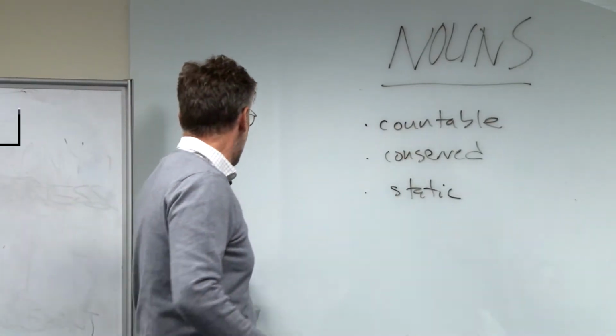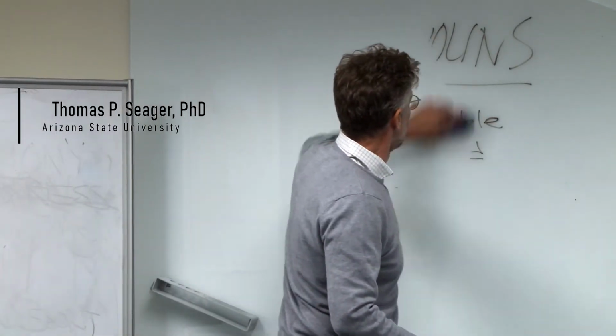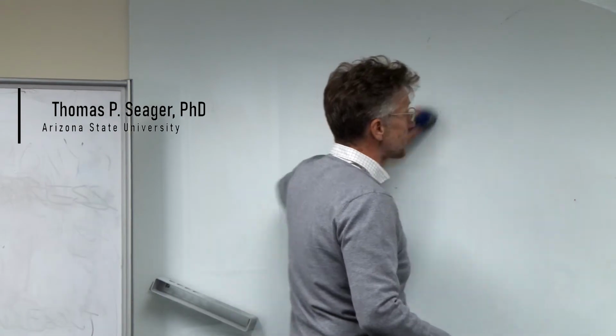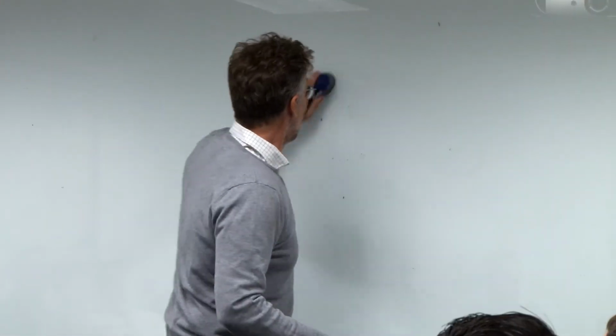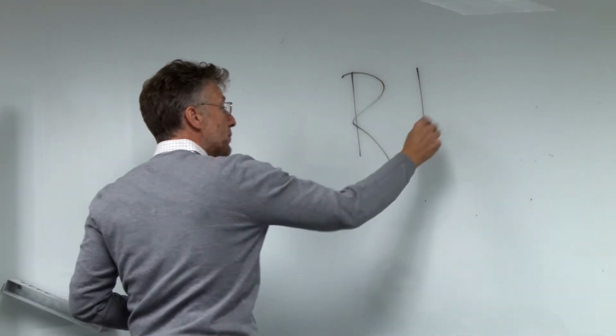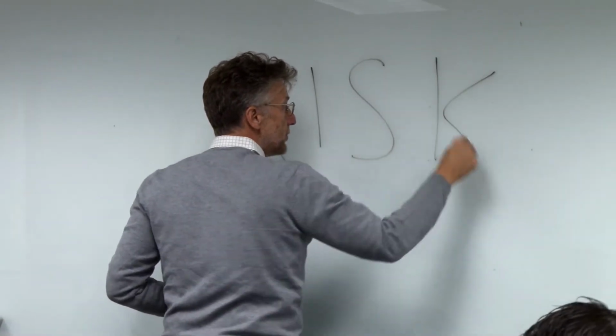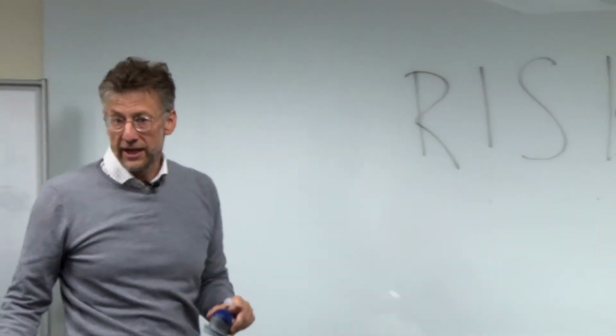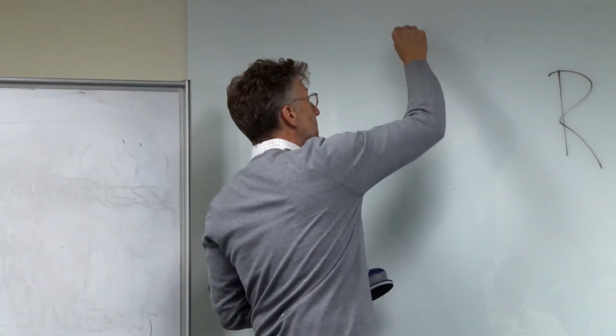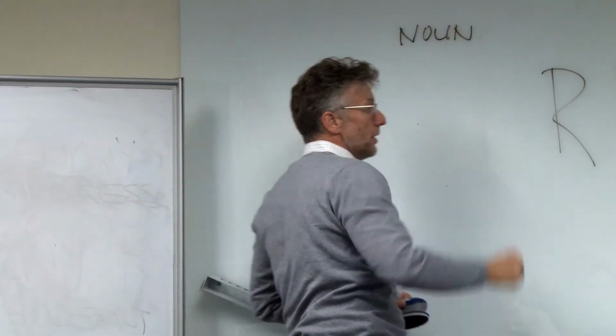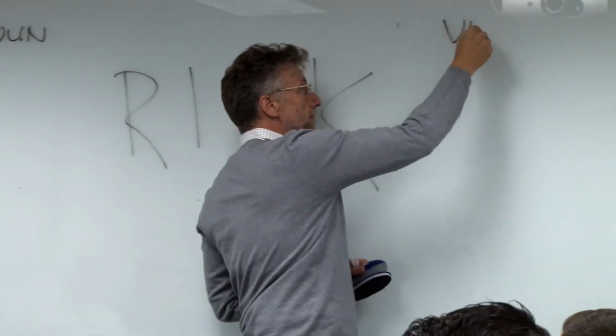There is this word. It's called risk. Before computers, risk was used in two different ways in the English language. Risk could be a noun, but it also could be a verb.